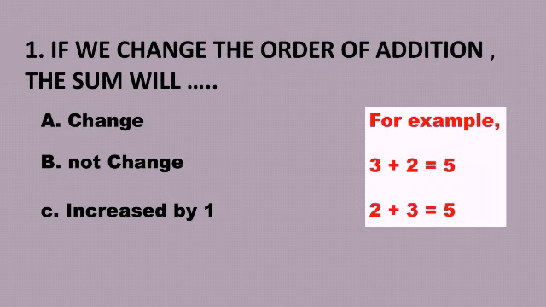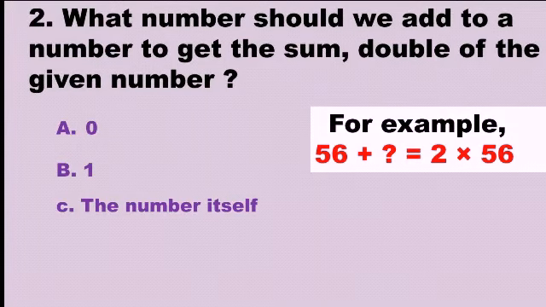Like the first question: if we change the order of addition, meaning the position of the addends, the sum will, option A, change, option B, not change, and option C, increase by 1. I have shown one example of what the question is asking. For example, 3 plus 2 equals 5 and 2 plus 3 equals 5. That means the position has changed. Now you have to give the answer. I have already given the answer in the next question, the second question.